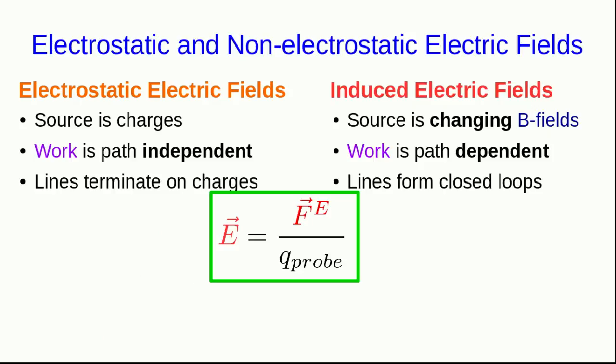Both of them are unified by the same overall definition of the E field. In both cases, it is obtainable as an electric force divided by the charge on a probe charge. But for electrostatic E fields, there are other ways we can calculate it. If we have a set of point charges producing the electrostatic field, then we can calculate it this way, or using an integral for a continuous charge distribution.